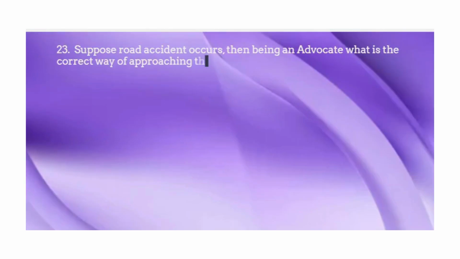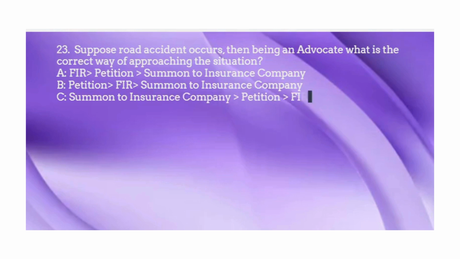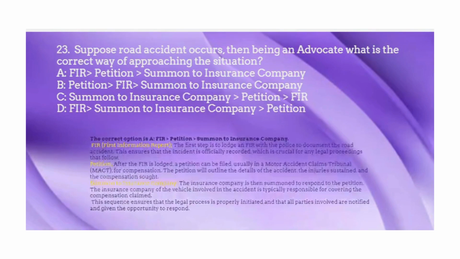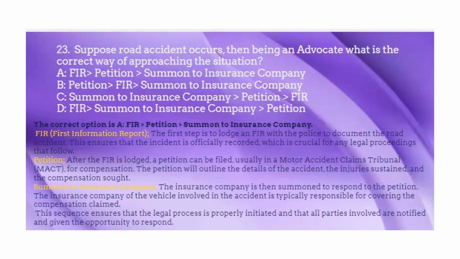23rd question is: suppose a road accident occurs, then being an advocate, what is the correct way of approaching the situation? The correct option is A. FIR, next petition, then summon to insurance company. First step: FIR, First Information Report. The first step is to lodge an FIR with the police to document the road accident. This ensures that the incident is officially recorded, which is crucial for any legal proceedings that follow.